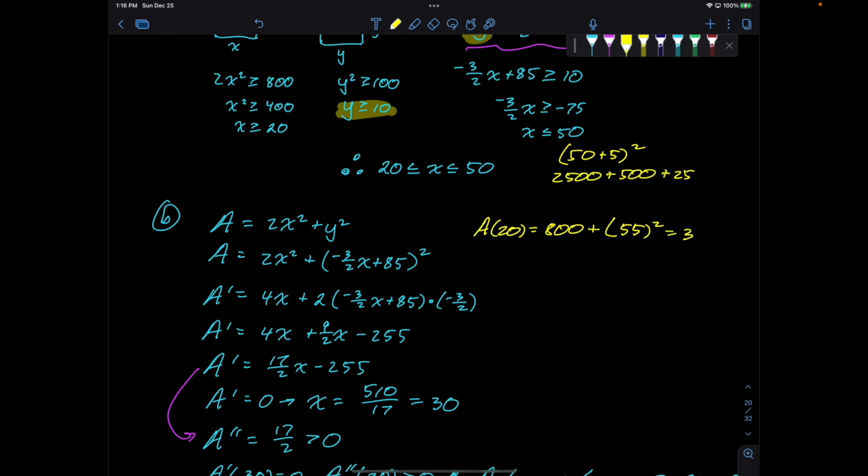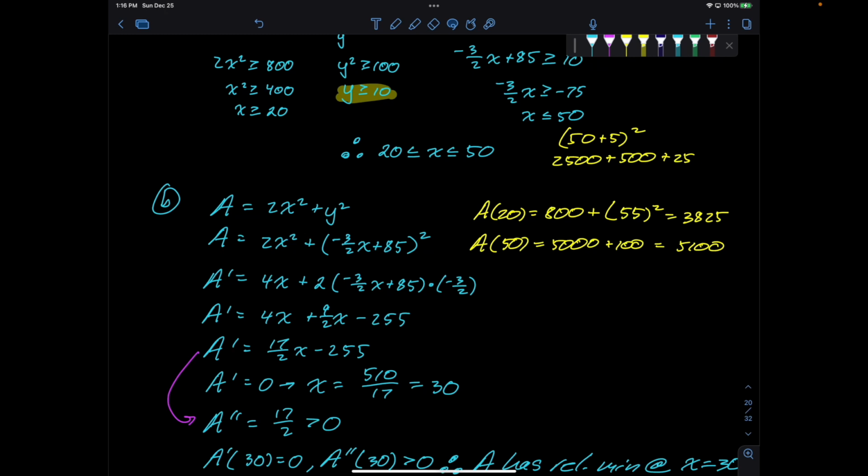So 3825, I hope. And then A of 50 is going to be 50 squared is 2,500 times 2 is 5,000. This feels like a good candidate for the biggest. 50 divided by 2 is 25 times negative 3 is negative 75 plus 85 is 10 squared is 100. So 5,100. Okay.